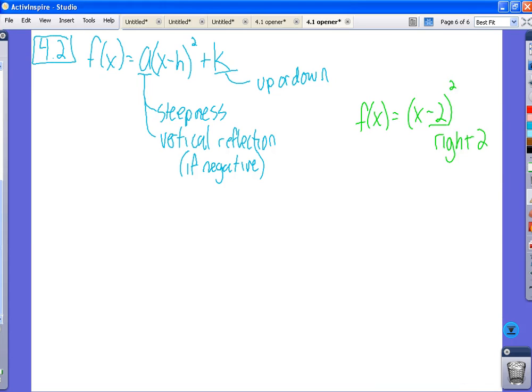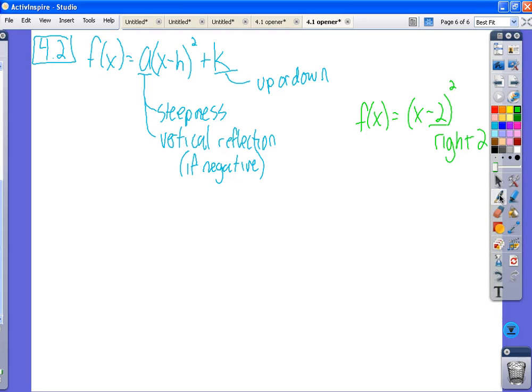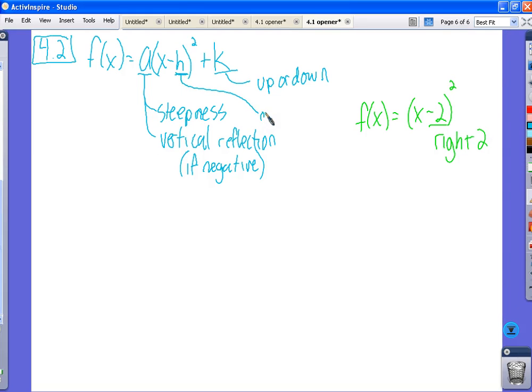All right. So this moves up or down. This affects the steepness and it possibly vertically reflects it if it's negative. And this moves it horizontally.